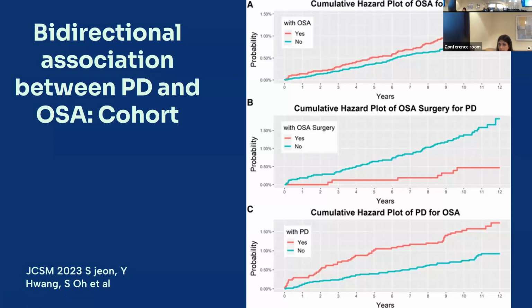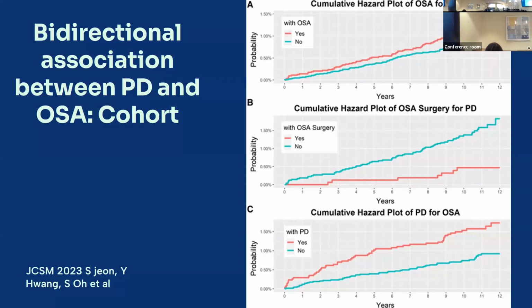This year looked at the bidirectional association between Parkinson's and OSA, was a cohort. They compared the OSA group and non-OSA control group. They compared the incidence of Parkinson's in individuals with OSA to those without. They used hazard ratios. Let's see, the adjusted hazard ratio for Parkinson's patients with OSA was 1.54, so 54% higher likelihood of developing Parkinson's in individuals with OSA compared to those without.